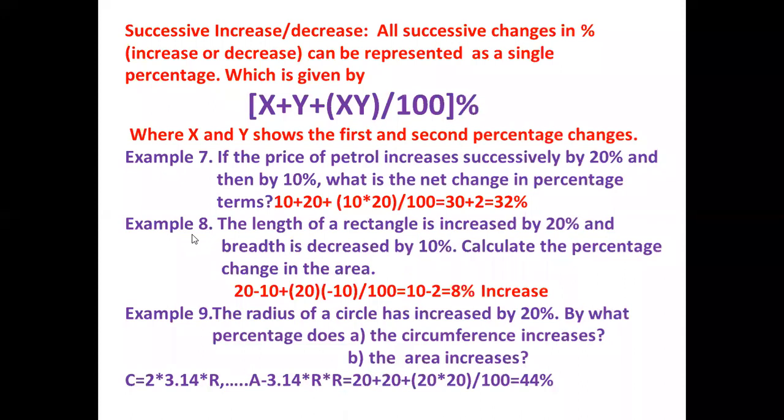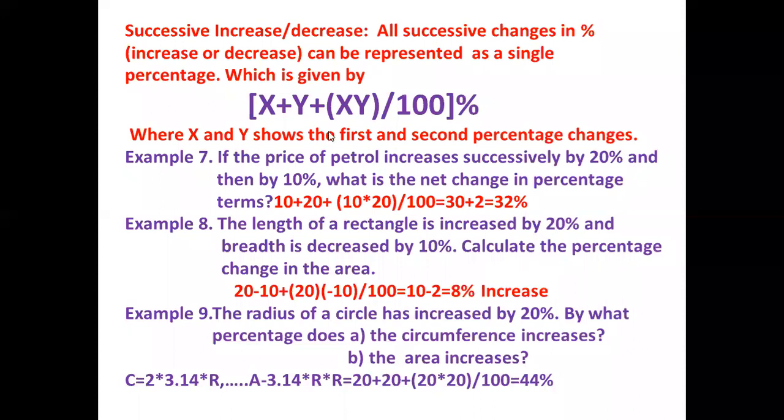So if we come to example number 8, the length of a rectangle is increased by 20% and breadth is decreased by 10%. So length is increasing and breadth is decreasing. As I told you before, if it is increasing, you have to use plus sign. If it is decreasing, you have to use minus sign. We can solve this question by this method instead of the normal method of finding old area, then new area, and then new area minus old area divided by old area into 100. That will take a long time. We can still use this formula.